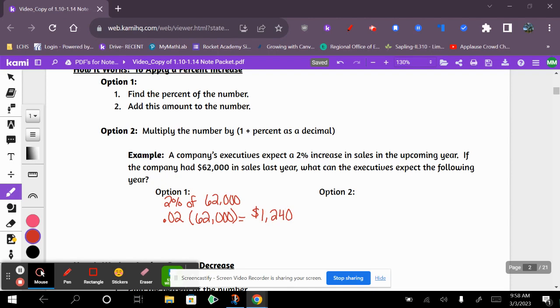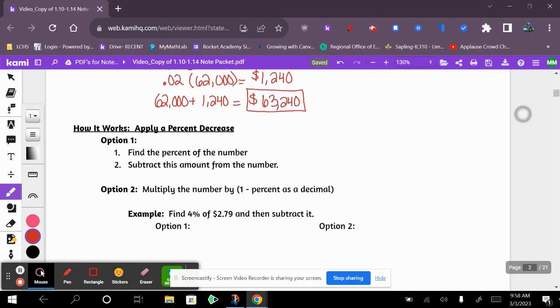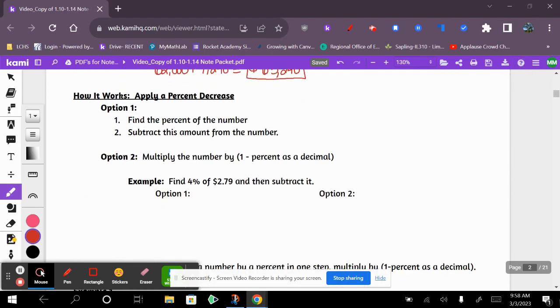My second step is to add this amount to the number. So I'm going to take my original 62,000 and add the $1,240. So I get $63,240. So that's option 1. We're going to revisit this and look at what option 2 is. But I'm also going to have us apply it to a percent decrease, just to refamiliarize ourselves with this again.